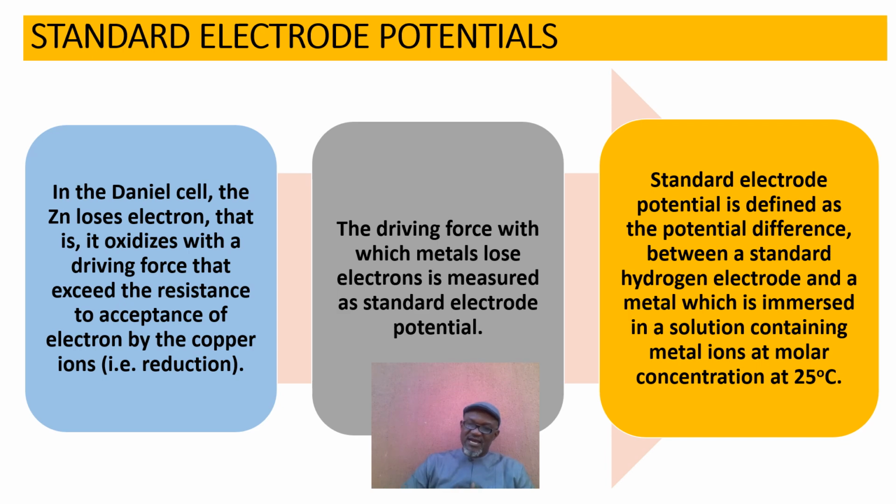So we're talking about standard now because we have conditions where these things are under standard conditions. For instance, the concentrations of the metal ions must be 1 molar and the temperature must be 25 degrees C or 298 Kelvin. So you can see in the Daniel cell, we have a standard electrode potential for the zinc electrode or the zinc half reaction. We also have the standard electrode potential for the copper half reaction. So when we couple the two to make up the Daniel cell, we now have the standard reduction potential for the Daniel cell.